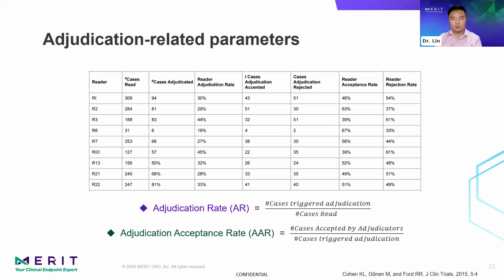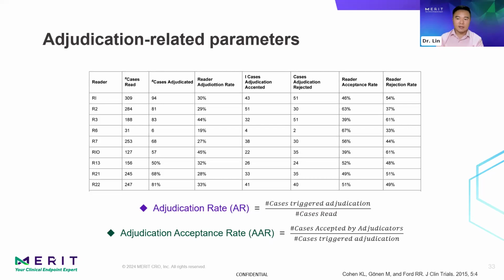But typically in our 2+1 setup, if the first two initial readers have differing interpretations in the time point response, we bring in another reader, an adjudicator, to make a decision between reader 1's and reader 2's results. And actually, we can have two parameters. The first one is the adjudication rate, or the adjudication trigger rate.